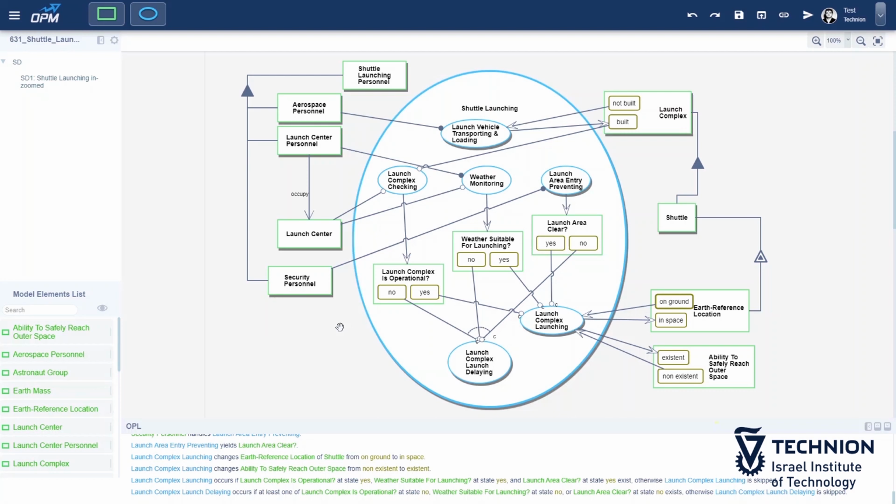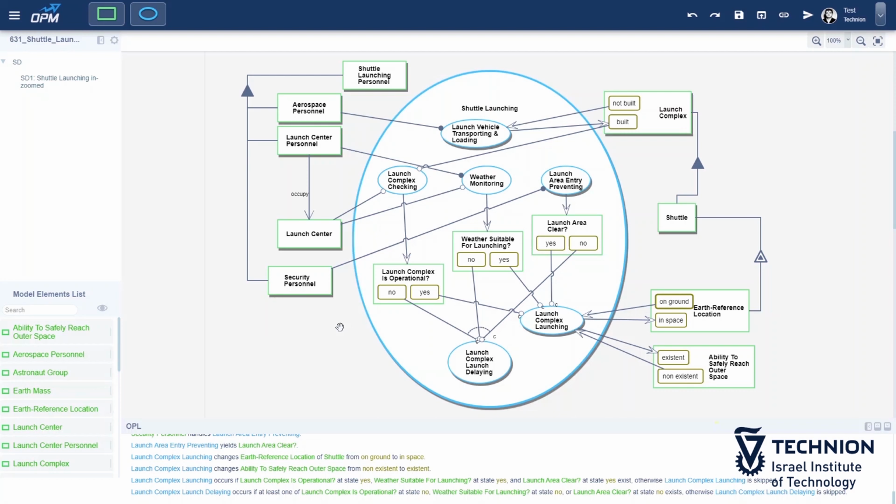These sub-processes are conditional. Launch vehicle transporting and loading is responsible for assembling the launch complex, which is required for launch complex checking. Each one of the next 3 parallel sub-processes yields a decision node, where a decision must be made as part of the pre-launch checking process. Finally, if the launch is approved and launch complex launching takes place, then the benefit of the entire system, the ability to reach outer space, is delivered.